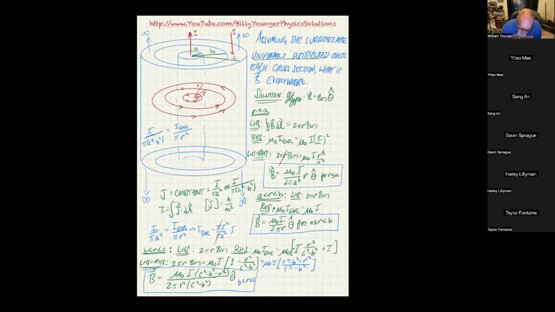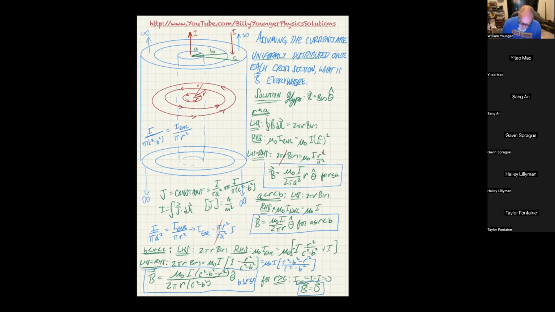But again, if you look back at the previous answer, you'll see that you can also write this as a less than or equal to, and you also see that you can do it this way as well. Now, finally, for r greater than c, I enclosed is I minus I, which equals 0. So B is equal to 0. And that's it. That is the entire problem solved.